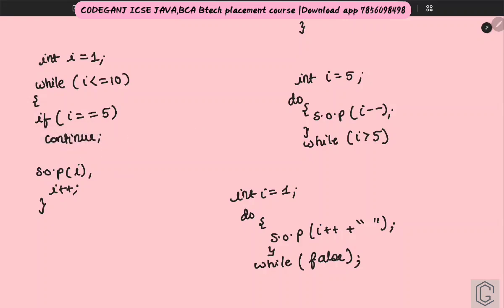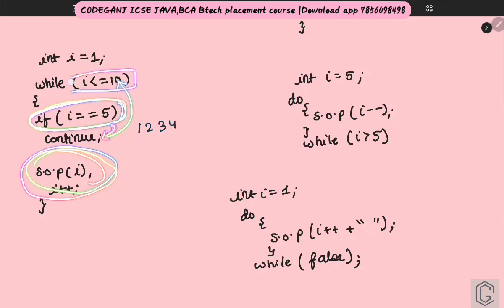It will print 1 2 3 4, no issues. As soon as the value becomes 5, it goes to continue. What continue does is skip the iteration of the loop. So it will skip this whole part, which is inside the while loop, and come to here.